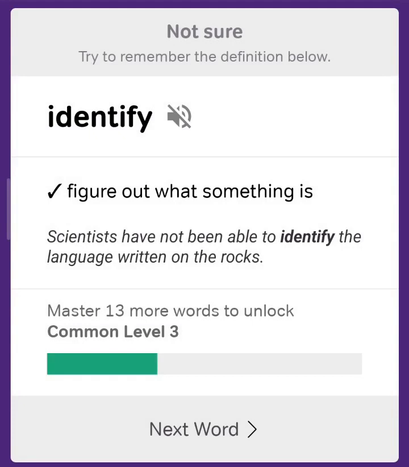Identify, figure out what something is. Scientists have not been able to identify the language written on the rocks.